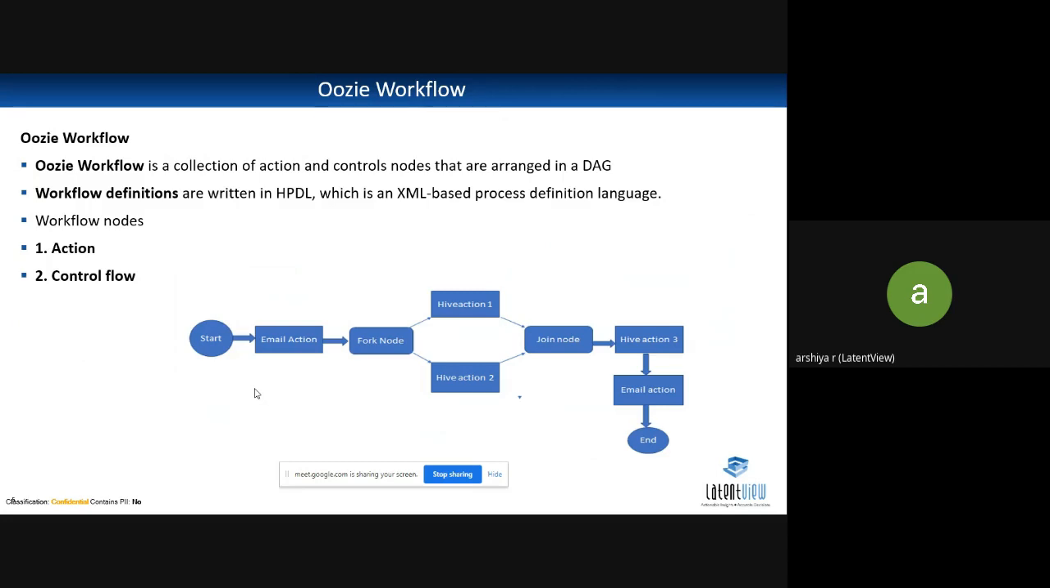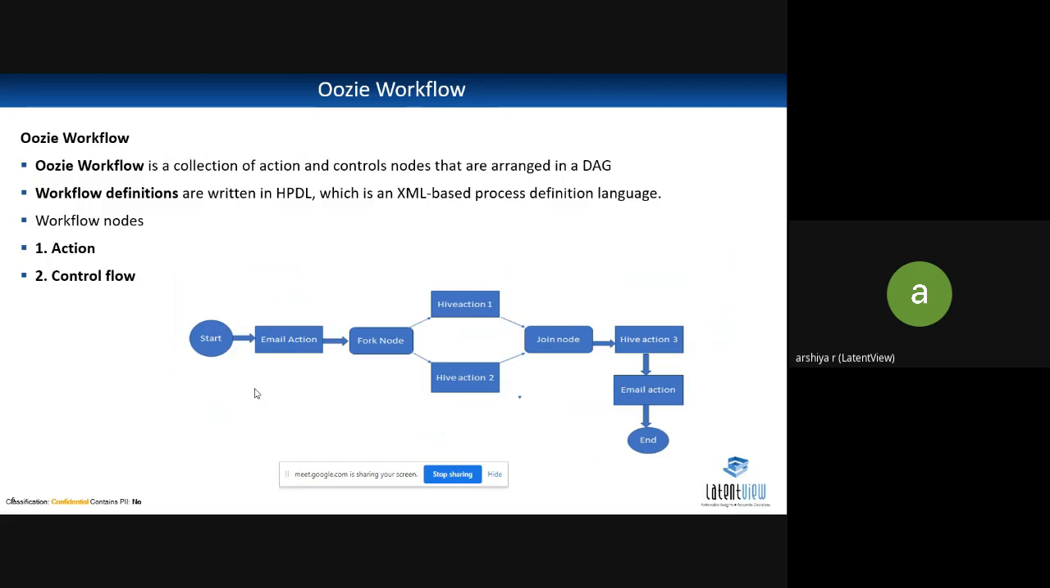So we actually have 5 kinds of control flow nodes. First is the start control flow node. Start is basically where the workflow execution starts. It marks the start of the workflow. And similarly, the end control flow node marks the end of the workflow. Here is where the workflow ends. And we have the kill control flow node. It marks that whenever the job is killed, you can do that using the kill control node.